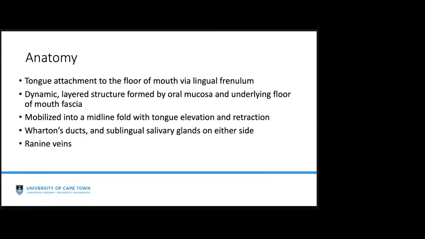So background of anatomy, the tongue is attached to the floor of the mouth via the lingual frenulum. It's a dynamic layered structure formed by oral mucosa and an underlying floor of mouth fascia. It's mobilized into a midline fold with tongue elevation and retraction.